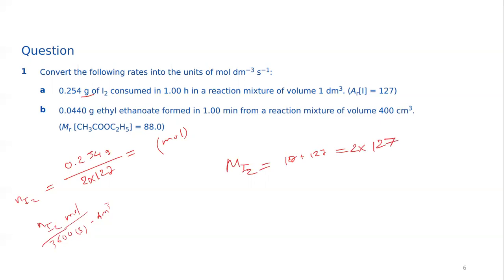Okay, look at B. So first you need to change something. 400 centimeters. So for B, let's say in meter cube, it will be 0.4, right? And then similarly, you are going to calculate the mole.